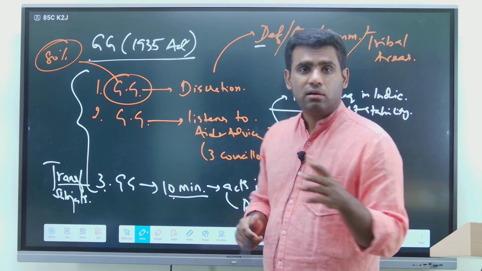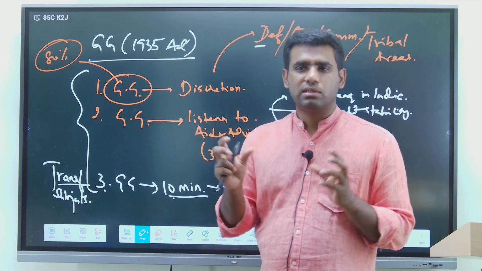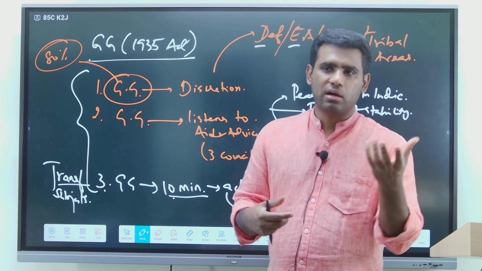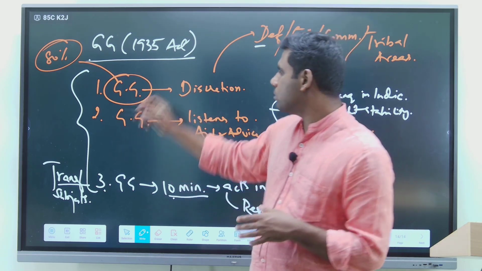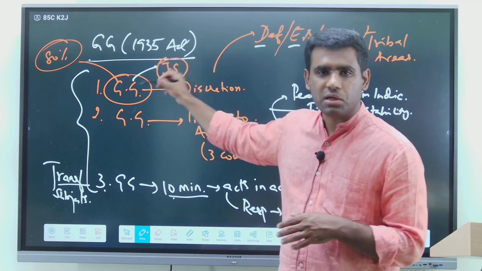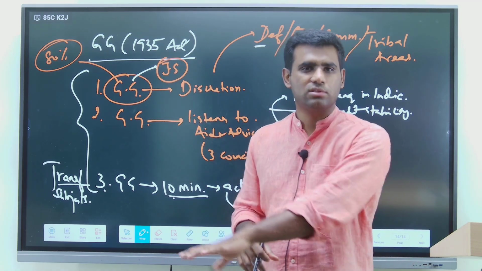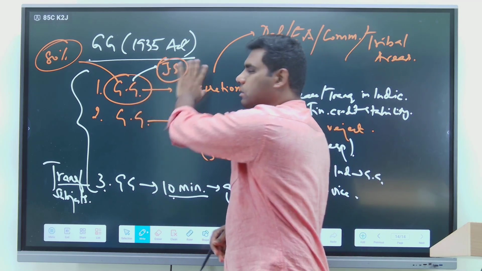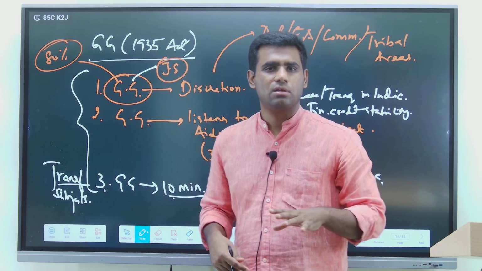All right, and even when there is a provision, when there is a deadlock between the passage of a bill between the Federal Assembly and the Council of States, it's the Governor General who will call for a joint sitting. So this is again very similar to today's present position, where the President summons a joint sitting. Similarly, the Governor General can call for a joint sitting of both the houses.